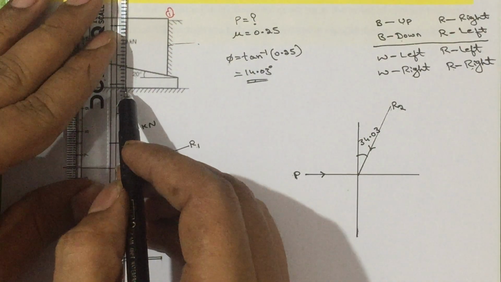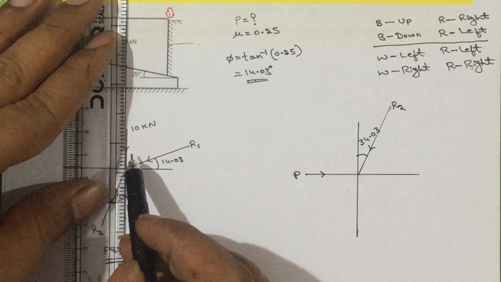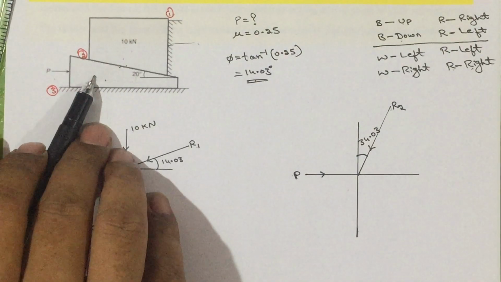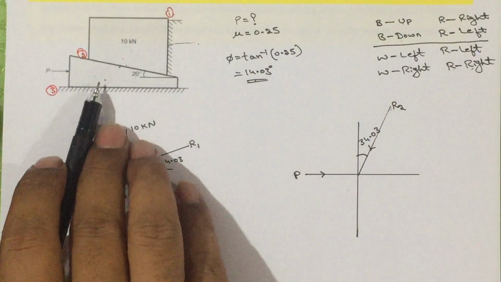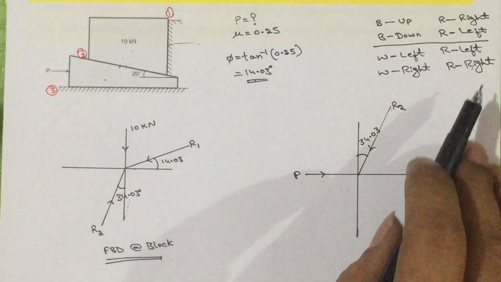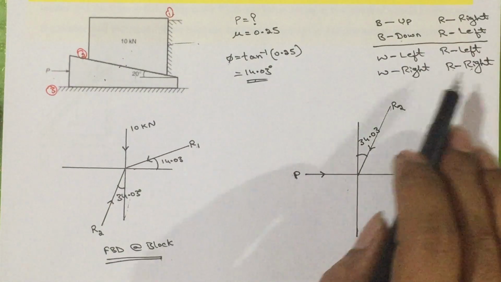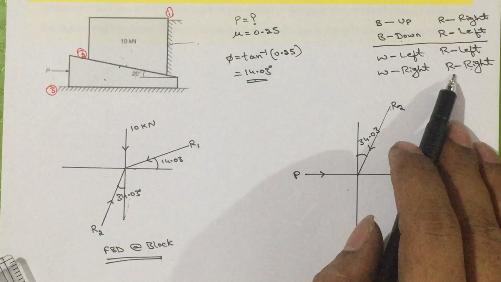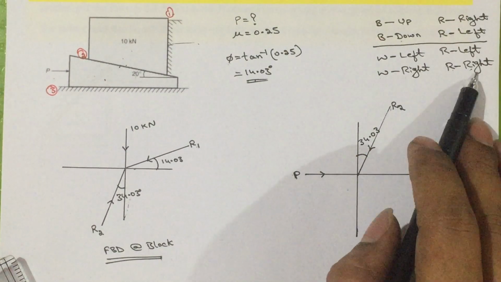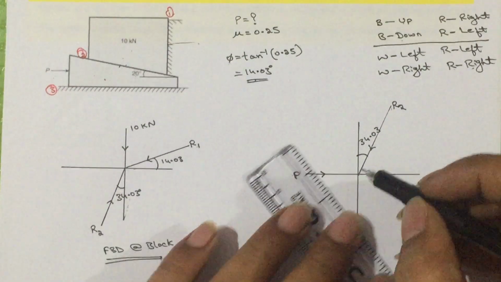Here the normal reaction will be vertical like this. This wedge is moving rightward. If the wedge is moving right, then we are going to get the reaction in the rightward direction. So write it.